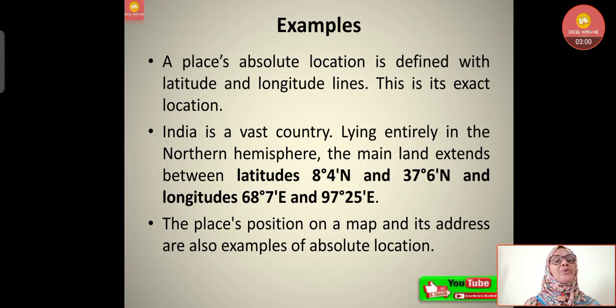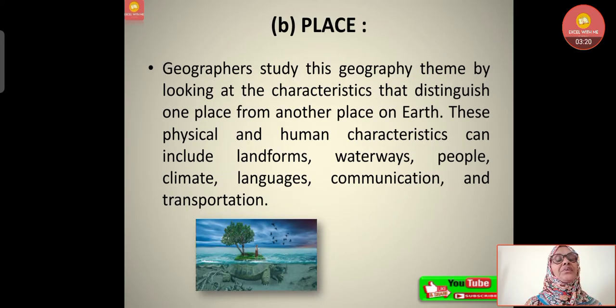A place's position on a map and its address are also examples of absolute location. Relative location is the comparison of one location to the other. Absolute is exactly where that particular region or country is located. So through location we understand the place of that particular country or region or city, whatever. So the second theme is place.